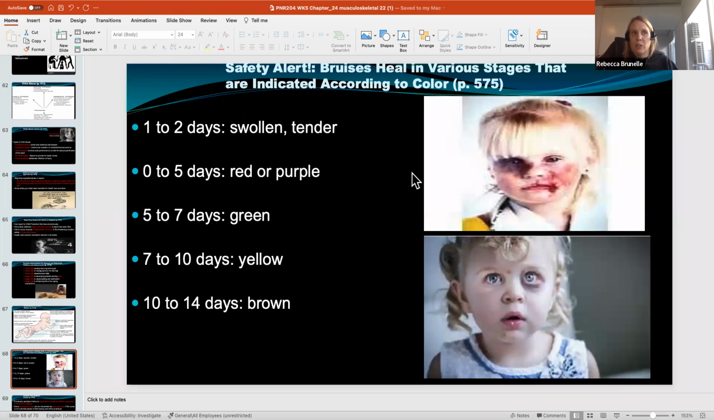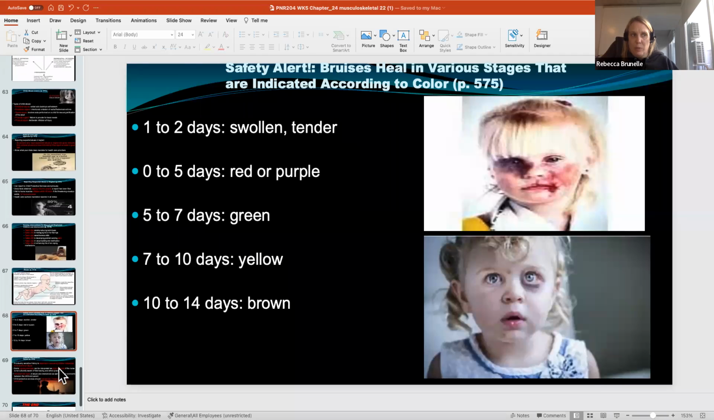And this is here kind of showing you how the bruising progresses over time. So, that green color, 5 to 7 days, but it goes from swollen and tender to red and purple to green, yellow, brown, and just recognizing that if they have different bruises in different stages of healing, that is one of the main indicators of abuse.